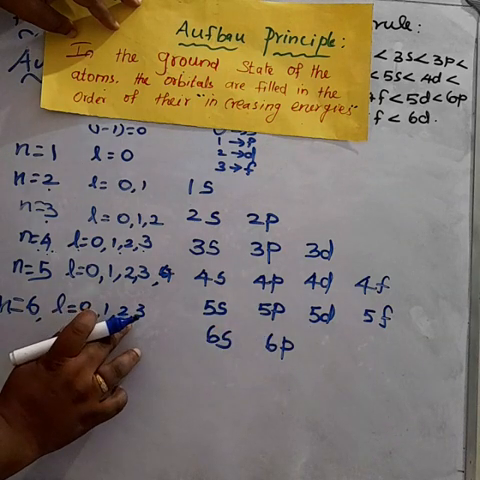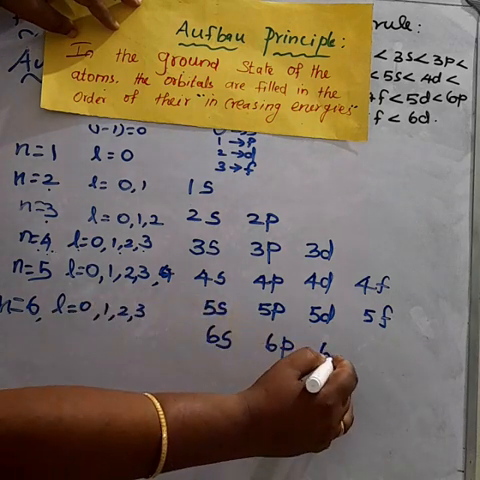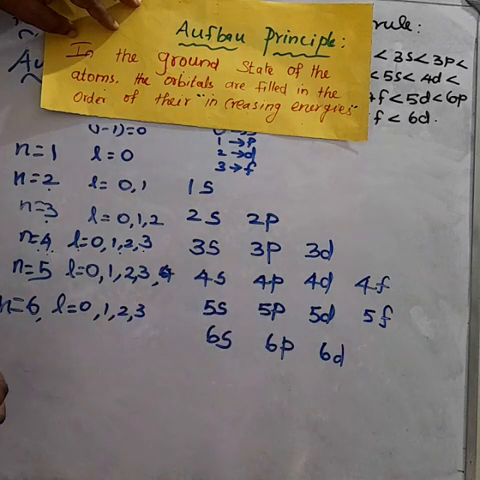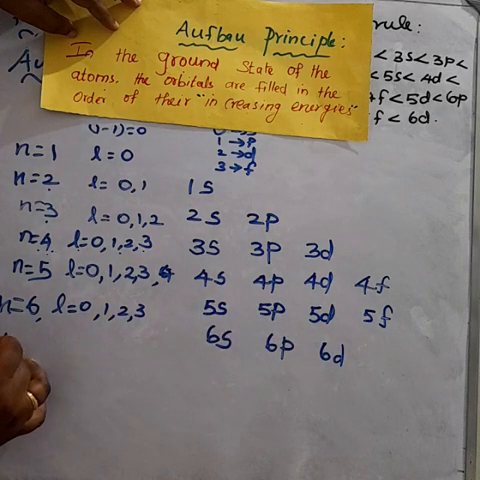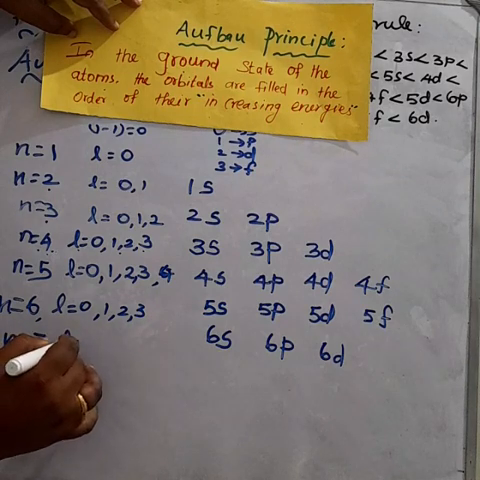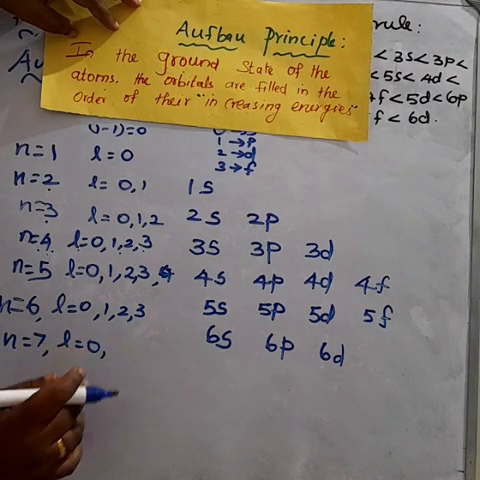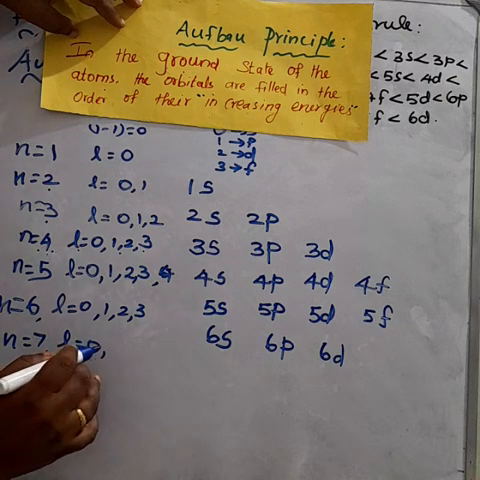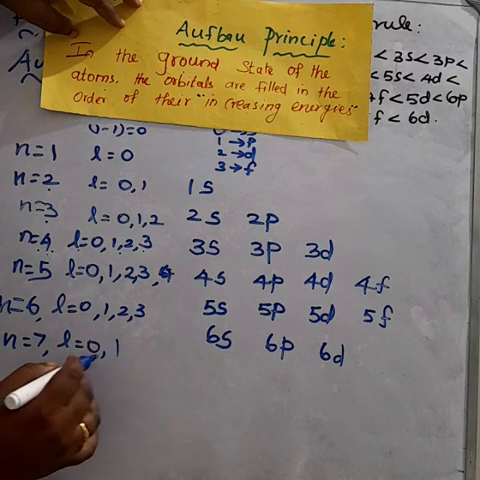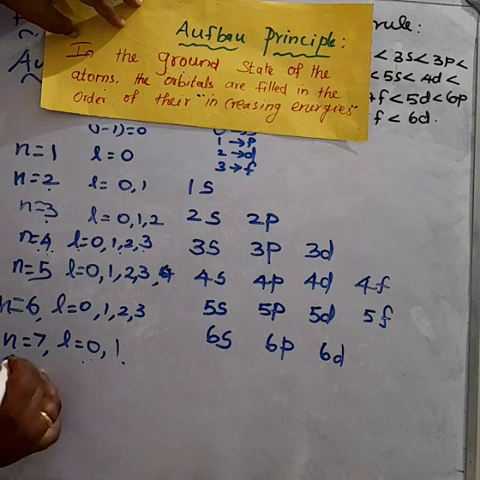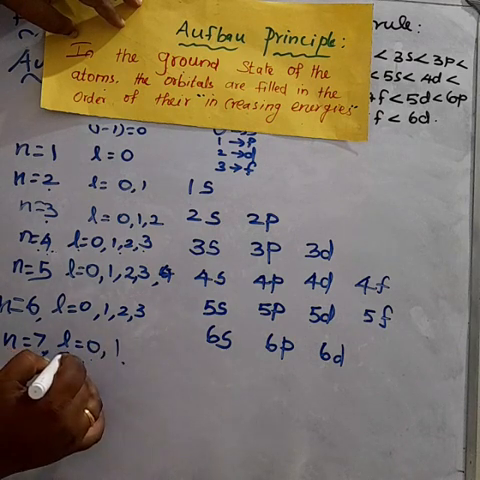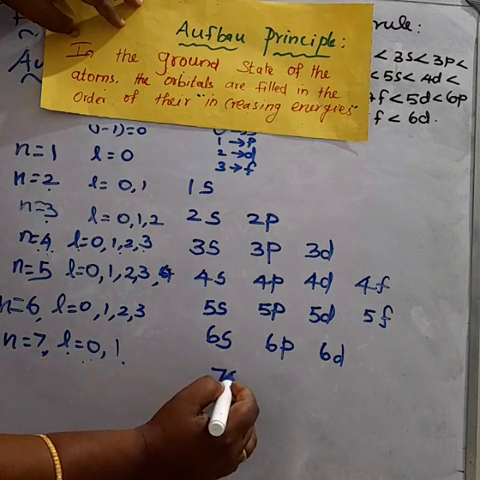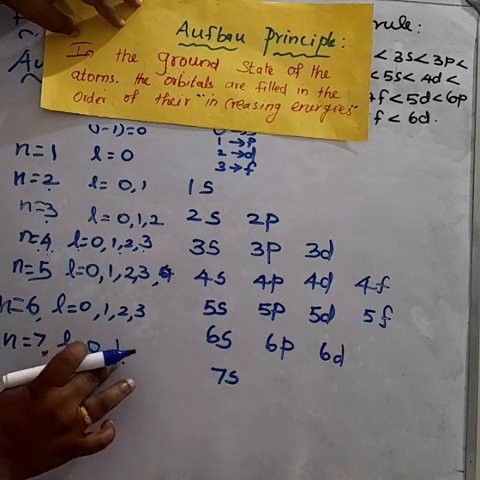Okay, after that n value 7. When n value is 7, the l value we can write is 0 to 6, up to 6 we can write. Okay, but here we write now only 0 and 1. So n is equal to 7, l is equal to 0 means 7s, yes. n is equal to 7, l is equal to 1 means 7p.